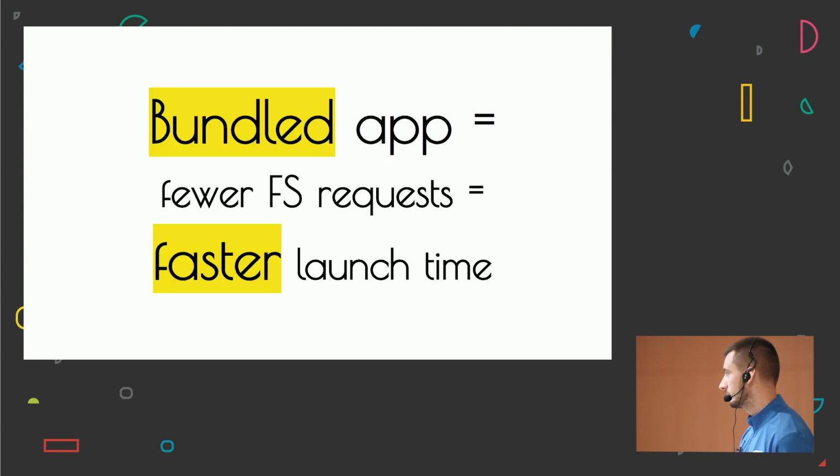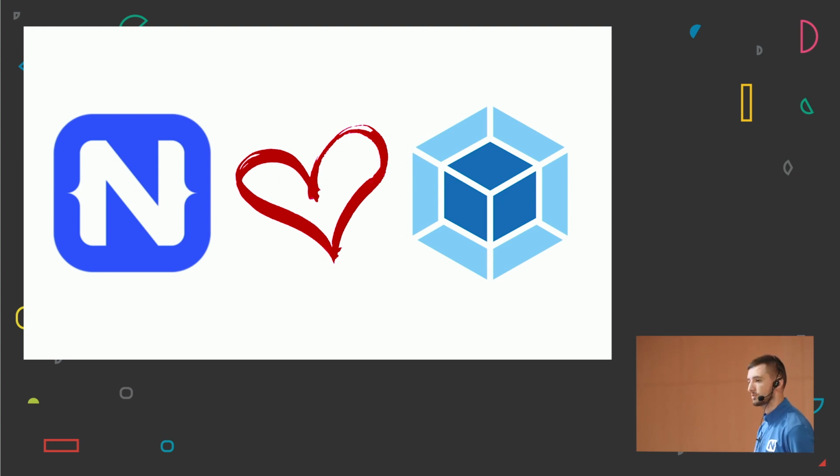Well, if we bundle our app, for example, if we have 100 JavaScript files consisting of the business logic of the application, and we bundle them into single files, we would have fewer file system requests. So we could speed up the launch time. And for this, NativeScript uses Webpack. Webpack, as you probably know, bundles our JavaScript code and produces 2 or 3 files which consist of our bundled logic.